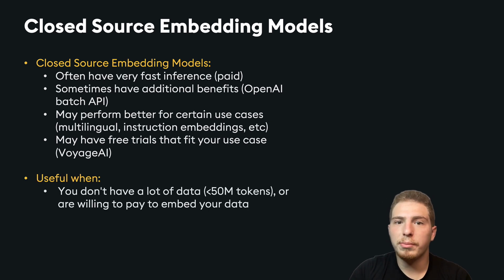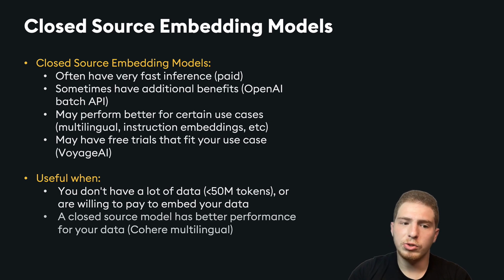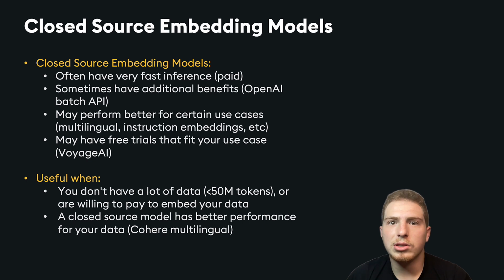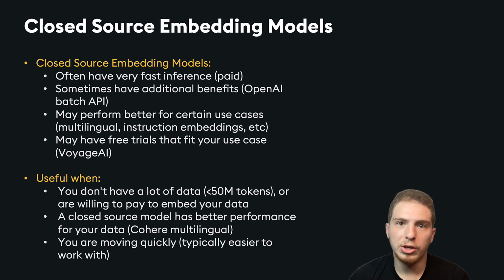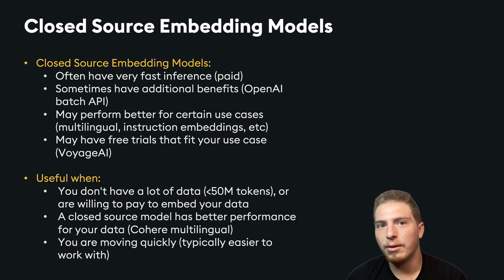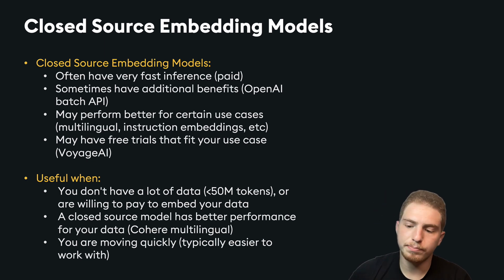These closed source embedding models are useful when you don't have a lot of data or are willing to pay to embed your data. You don't want to host custom infrastructure, and maybe this particular closed source model has better performance for your particular use case. If you're moving quickly, I recommend just using a closed source model and an embedding provider like OpenAI or Cohere, and you're going to have a much better time developing in practice.